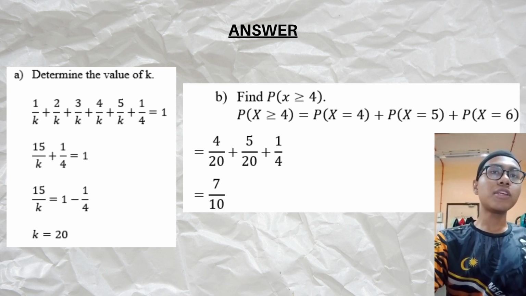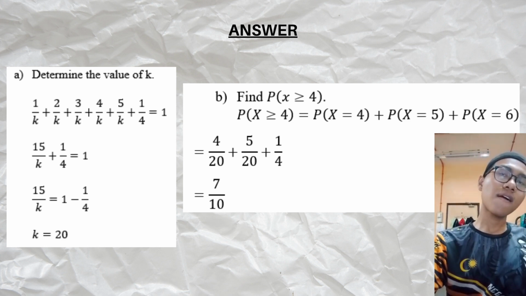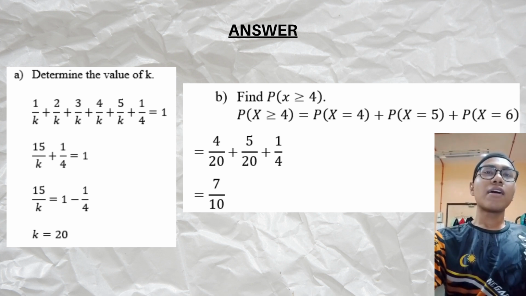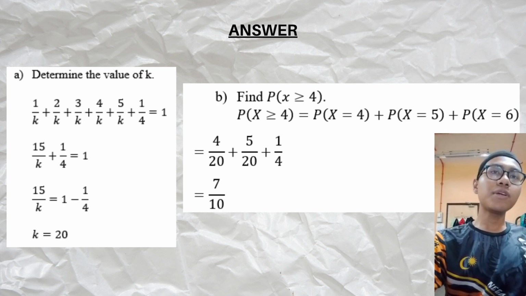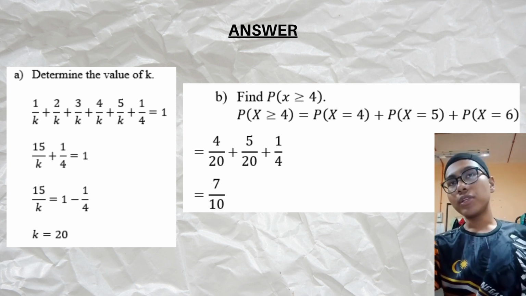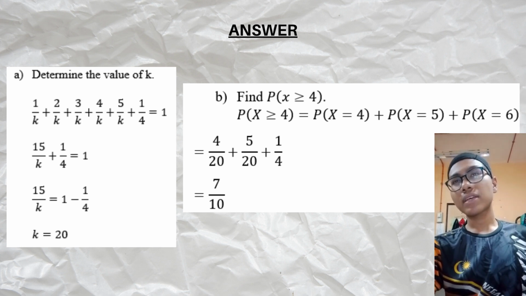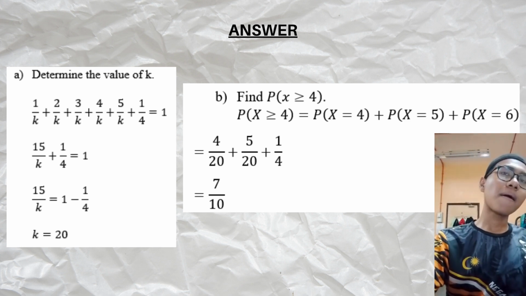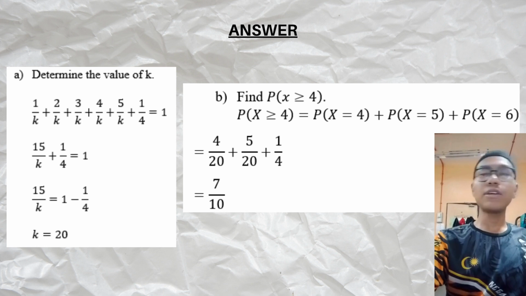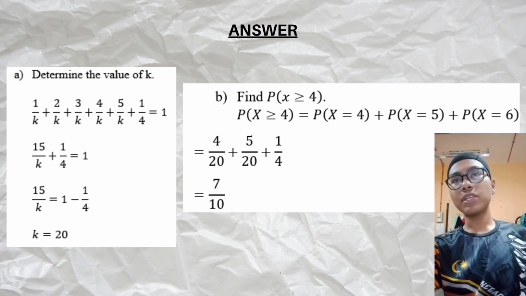So for B, we need to find the probability X greater than or equal to 4. For B, we need to find probability X greater than or equal to 4. So we need to classify the probability that we need to calculate.